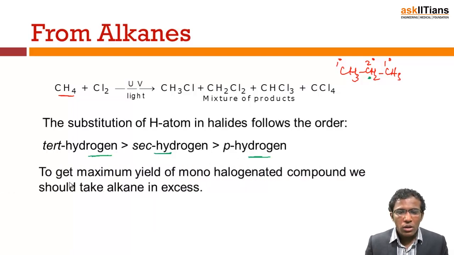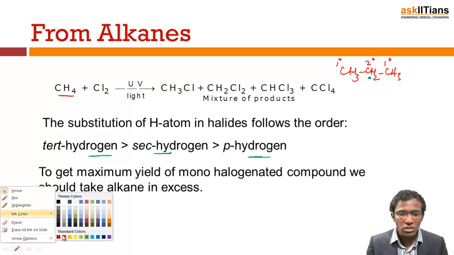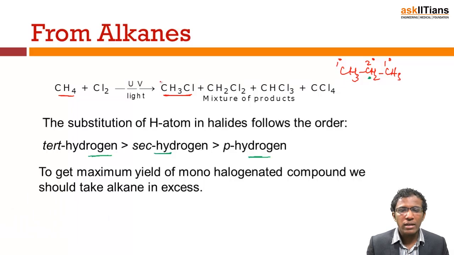Here I am getting 4 products, a mixture of products. If I want only methyl chloride in excess amount, if I don't want a mixture and I want only this product in predominant amount, what can I do? Instead of taking chlorine in excess, take methane in excess. If you take methane in excess, you will majorly get this product. You won't get the other products because chlorine is not in excess quantity to give them. Okay, so this is from alkanes.